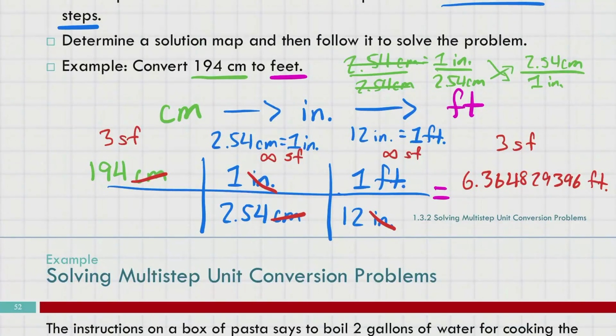All right, so this big number that our calculator gave us, we count over to the second 6. That's our third significant figure. Look at the 4 to see how we round. We're going to round this down to 6.36 feet. Final answer. Other questions?